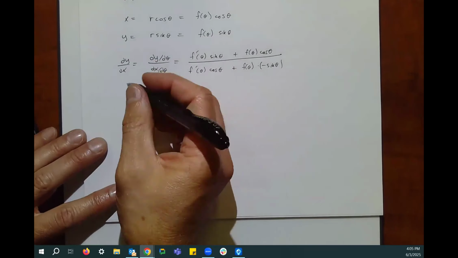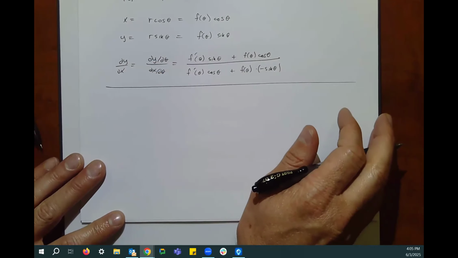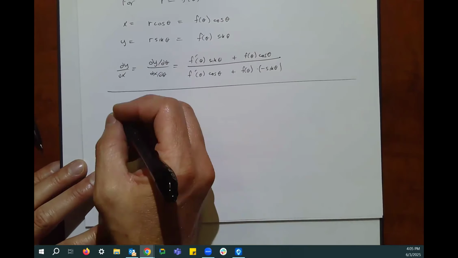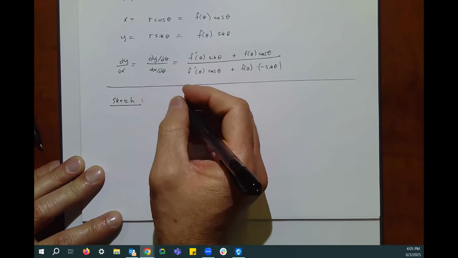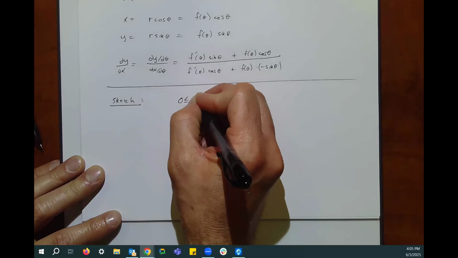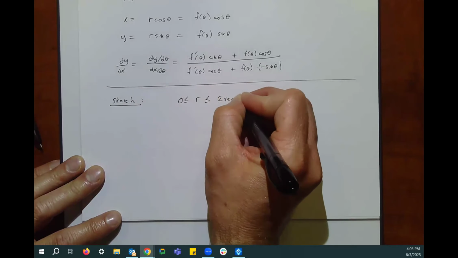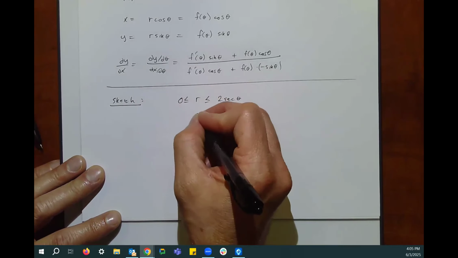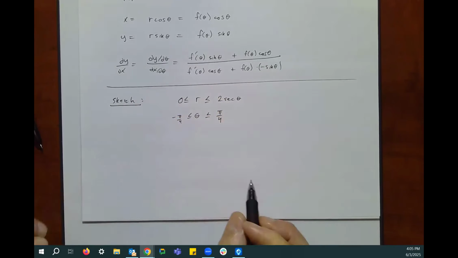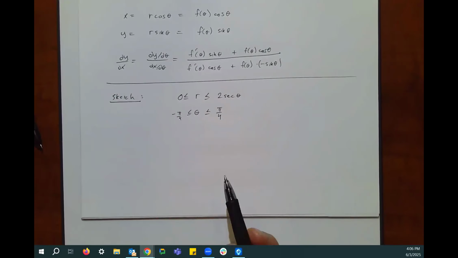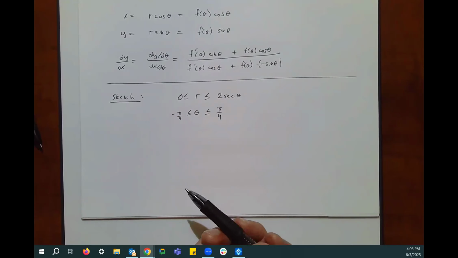It was question number 26 from section 11.5. Sketch the region defined by the inequalities. So sketch the region defined by r going between 0 and 2 secant theta, and theta going from negative pi over 4 to pi over 4. This is definitely the kind of thing you do when you're trying to write a double integral using polar coordinates or a triple integral using cylindrical coordinates, which is just polar with a z. You're trying to describe some region in either 2 or 3 dimensions.